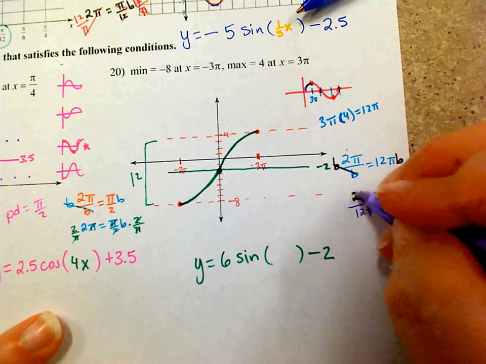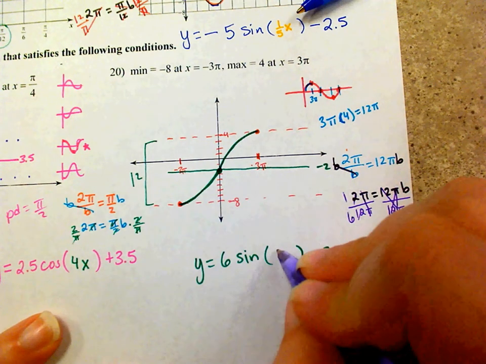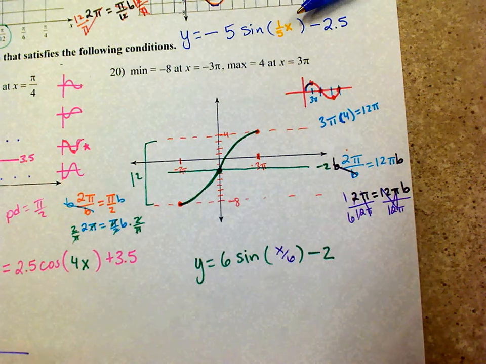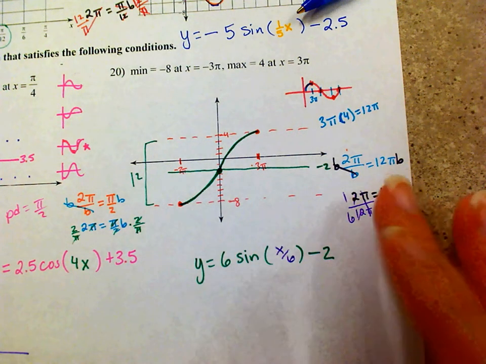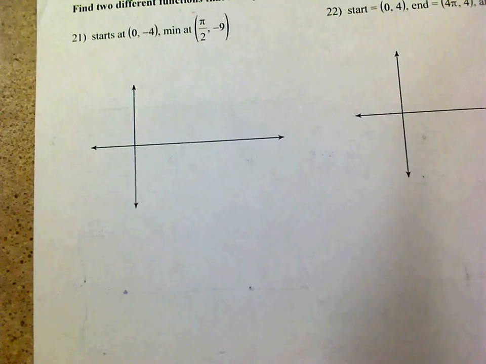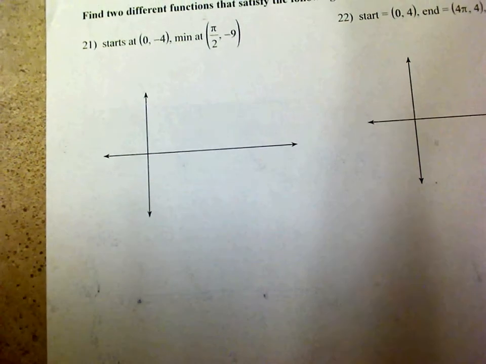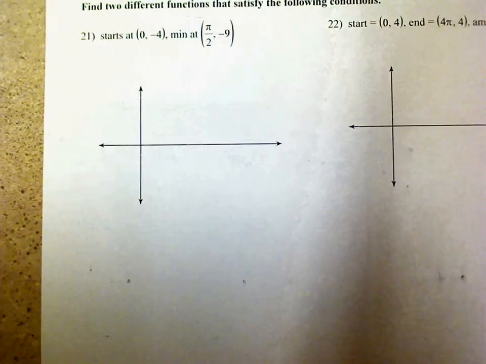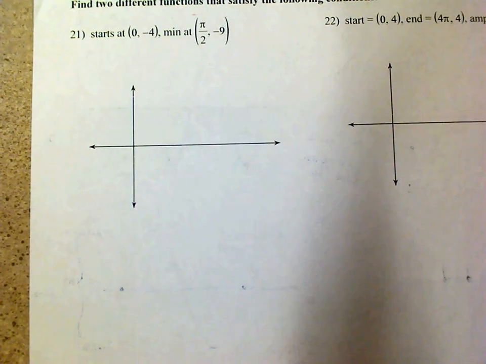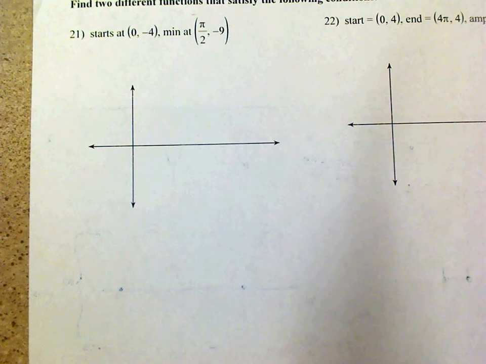On number 21, the directions say find two different functions that satisfy the following conditions. The information they give you is a little bit more open. You're not tied down to one specific type of graph or one specific situation. And you weren't on the others either. You could have drawn more waves between them, but it would have just been a little bit uglier.